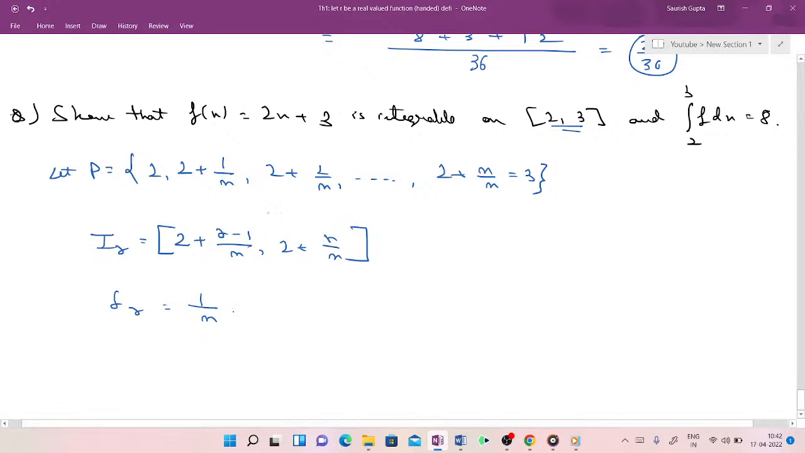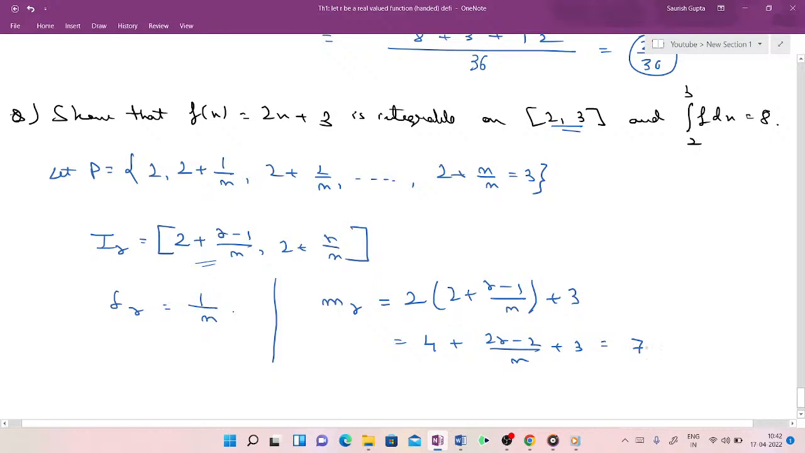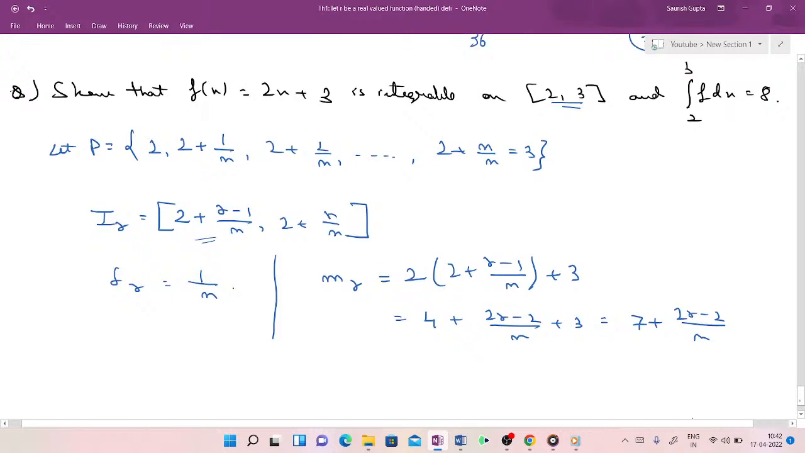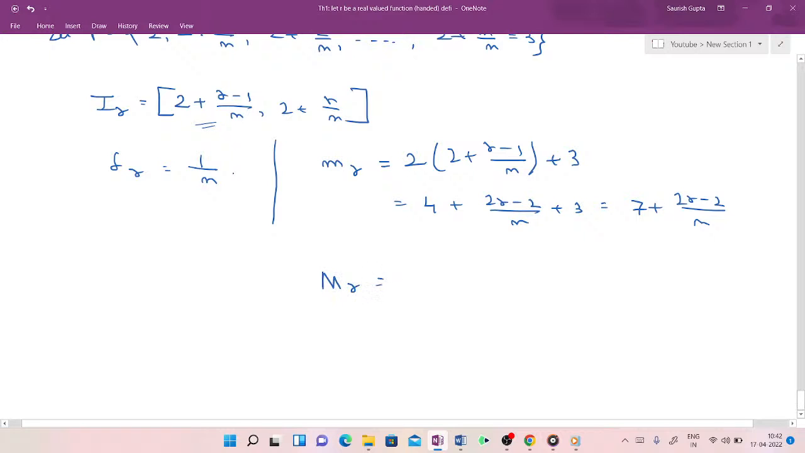Got it. Now see, since this is a linear function, it is a monotonically increasing function. So for every interval, what is the GLB? It is basically the image of this function at the starting value, right? So it is 2 times (2 + (r-1)/n) + 3, which, if you solve it, is 4 + 2(r-1)/n + 3, which is 7 + 2(r-1)/n. Got it? In a similar way, what will be the LUB of the function at each interval?